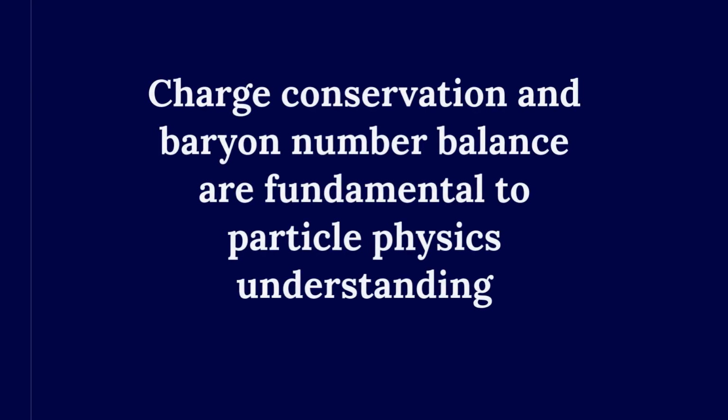Charge conservation means total charge remains unchanged in interactions. Baryon number conservation ensures baryons and antibaryons balance. For example, in beta decay, charge is conserved. In proton collisions, baryon number remains constant. Understanding these rules is fundamental to particle physics.